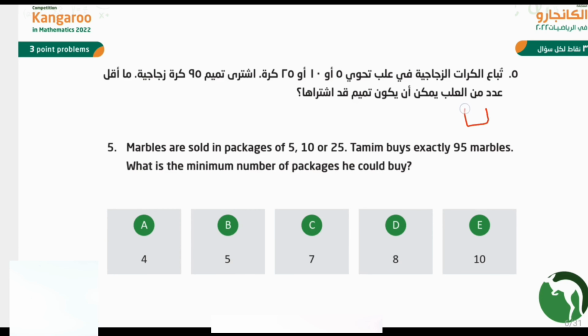So if we assume that he bought one package that contains 25, another one that contains 25, and another one that contains 25, now we have 75. We cannot buy another package that contains 25, because we will have 100 and 95 is required. So we will put here a package of 10, and then again 10, because now we have 95 in total. So we need at least 5 packages, and B is the correct answer.